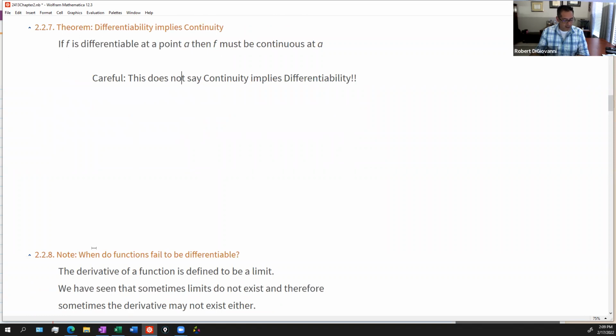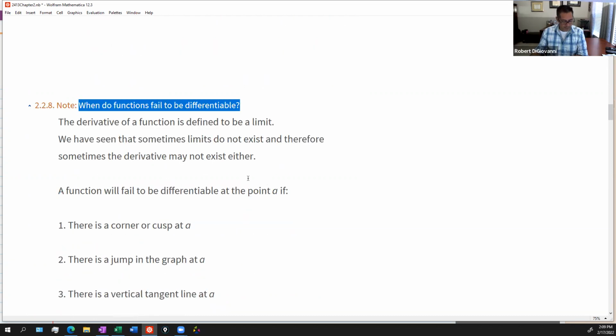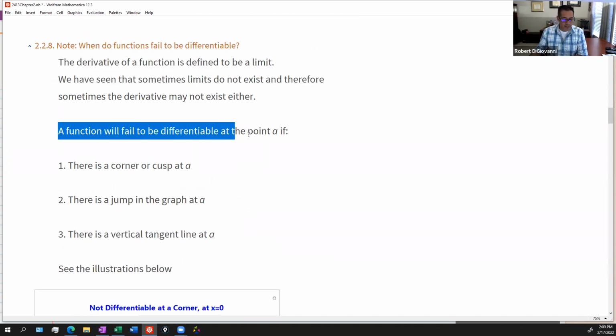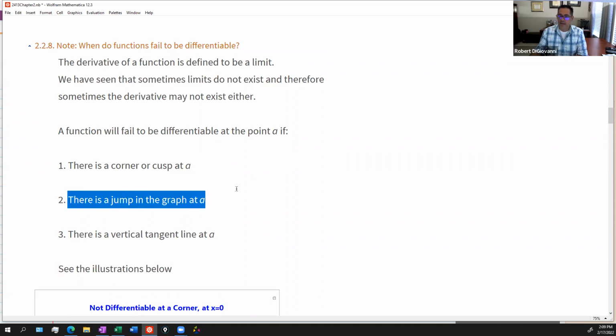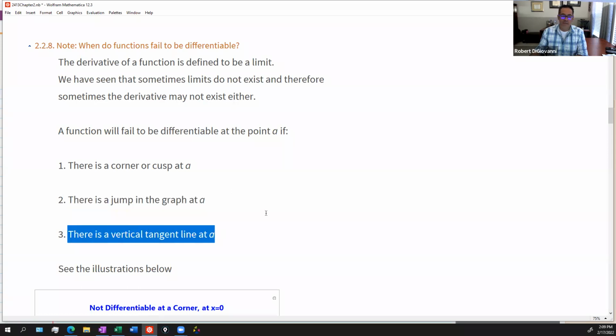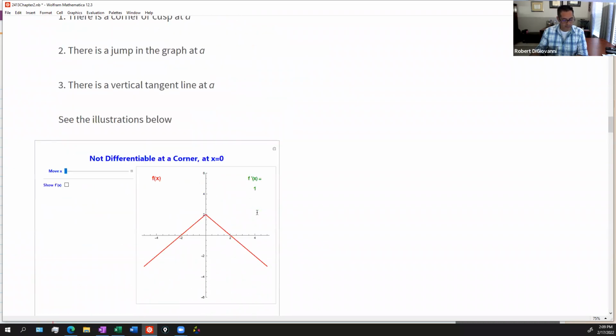The next topic is, when do functions fail to be differentiable? Some functions you can't take the derivative of. And there are three cases that we will look at. A function will fail to be differentiable at a point A if there is a corner or cusp at A. I'll show you a picture in a second. If we have a jump at A, you can't be differentiable. And if you have a vertical tangent line, you can't be differentiable there. So let me show you the three examples.